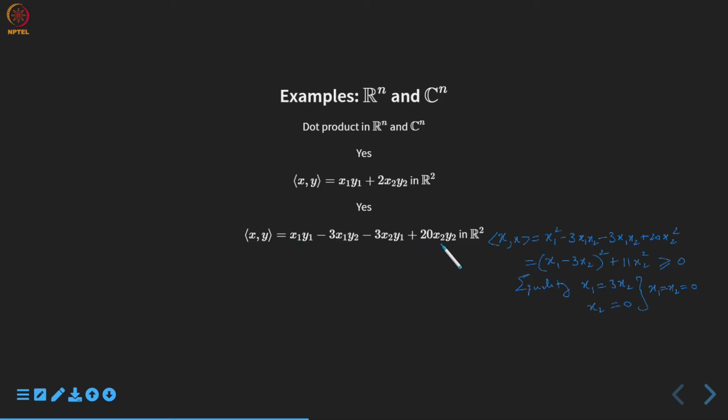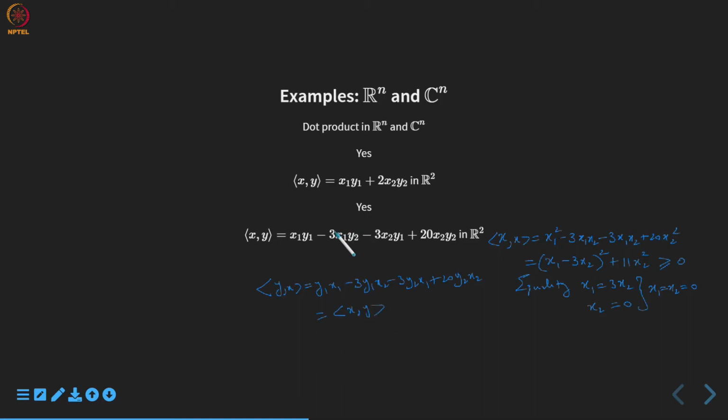Linearity in x1 is very clear. Homogeneity in x is also very clear, right. And what about the conjugate symmetry? Basically you need symmetry. If you do y comma x, what do you get? You will get y1 x1 minus 3 y1 x2 minus 3 y2 x1 plus 20 y2 x2, and you see that's exactly equal to x comma y.